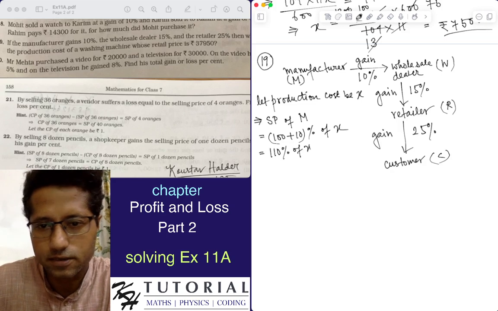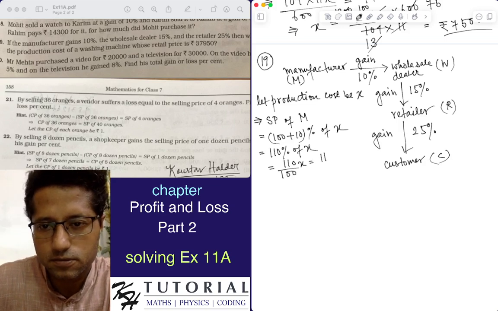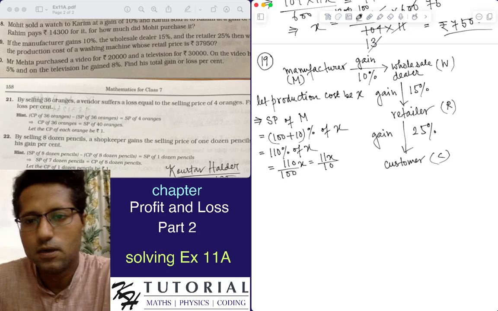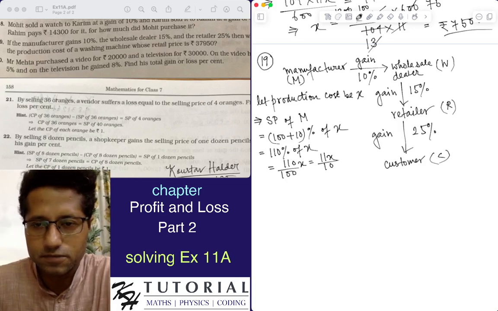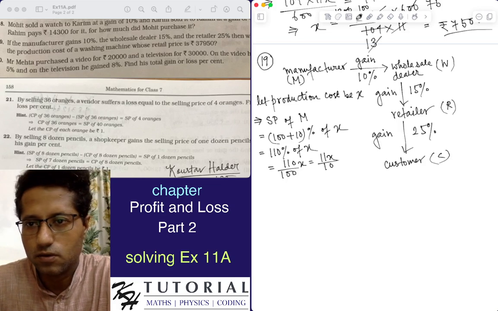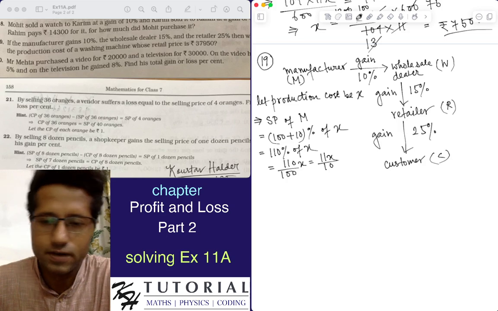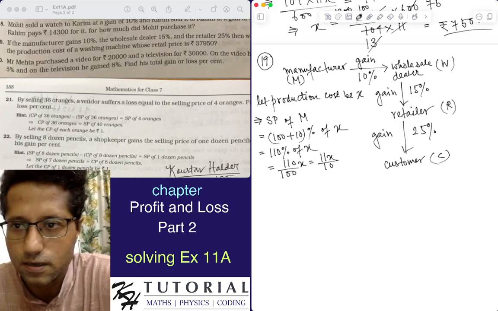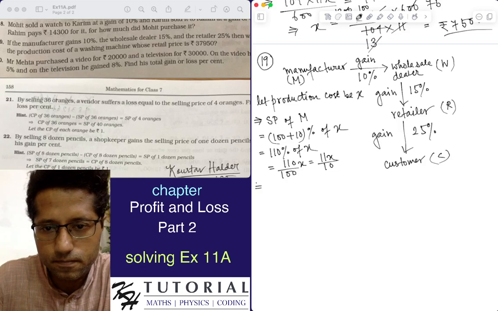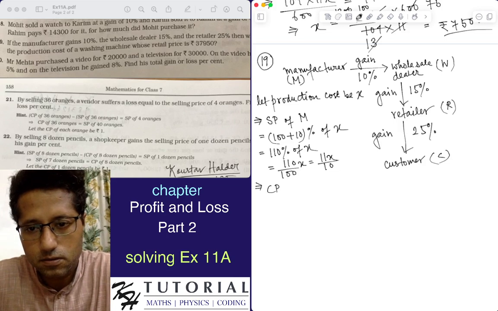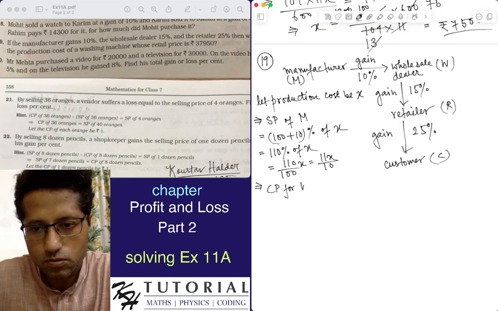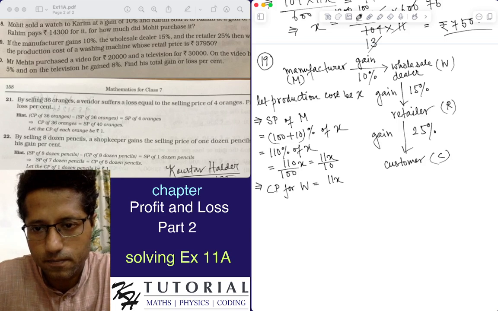110% of X is 110 by 100 into X. This is 11X by 10. So this is the price, 11X by 10, at which it is sold to the wholesale dealer. Or 11X by 10 is also the cost price of the wholesale dealer. So this implies the cost price for the wholesale dealer is equal to 11X by 10.